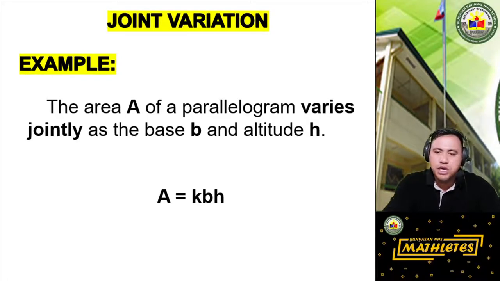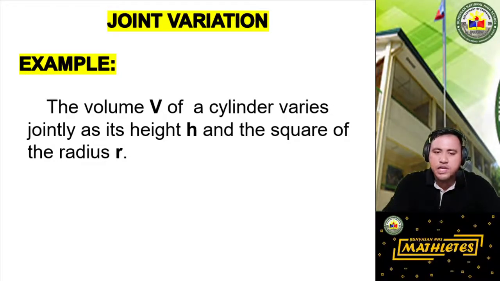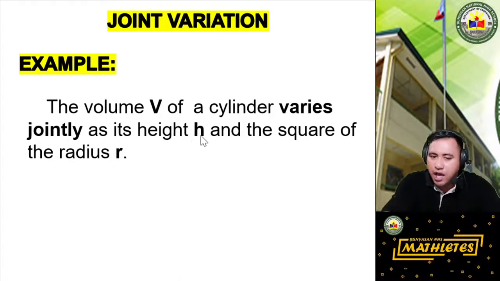Another example is the volume V of a cylinder varies jointly as its height H and the square of the radius R. Varies jointly as its height and the square of the radius. Take note of the square of the radius. So, we have V is equal to kH R squared. R squared is the square of the radius. Take note if that is the sentence.